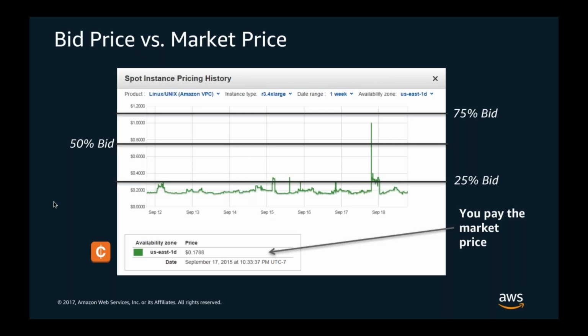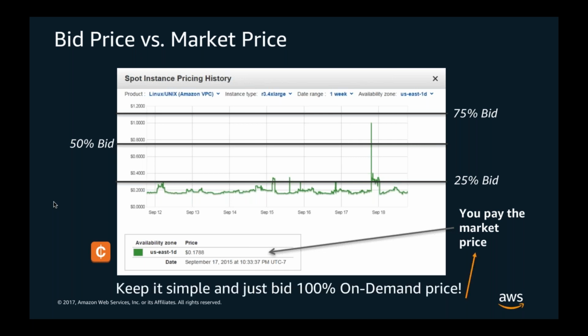Had you bid 50% of the on-demand price, you would have only experienced one interruption in your spot instance over that week's period of time, and really not paying much more than if you had bid 25%, because again, that green line is what you pay. Had you bid 75% or equal to the on-demand price, you would have received 0 interruptions over that week's period of time. Your instance would have continued, again, without interruption, and you really would have not paid any more than if you had bid 50%.